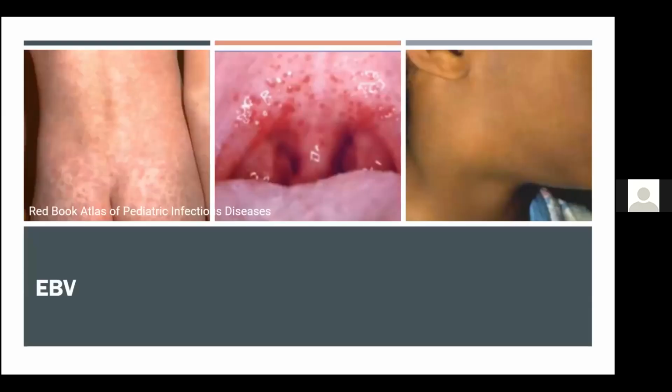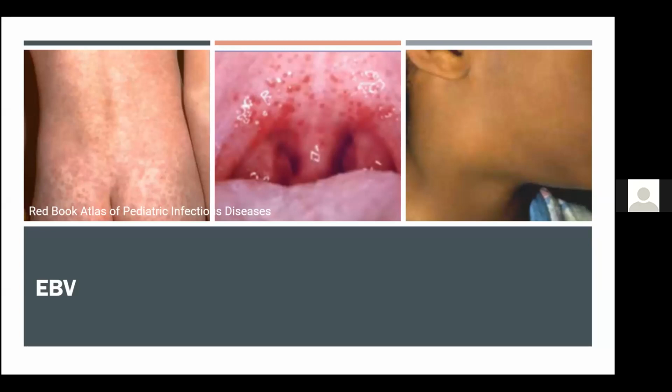Epstein-Barr virus doesn't usually cause a generalized exanthem, and it's usually transmitted by close contact with saliva or blood transfusion. It's known as kissing disease because adolescents classically get it after kissing, from saliva. The incubation period can be as long as 49 days. It's usually about 28 to 49 days.